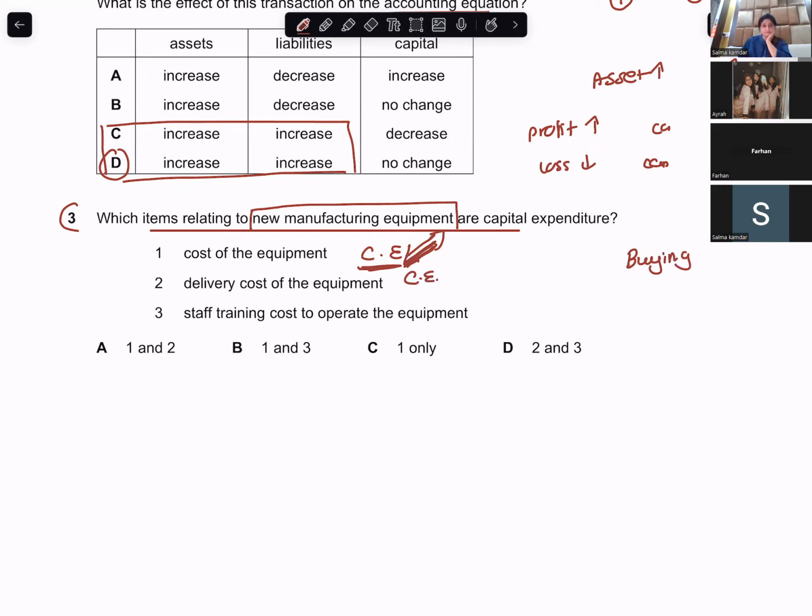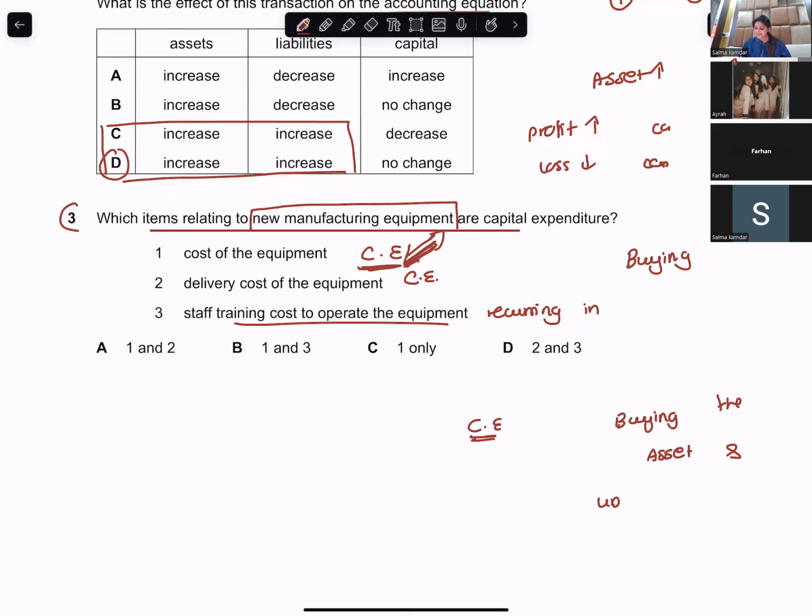Staff training. I think you might have to train them again, so maybe that's revenue. This is recurring in nature. So capital expenditure is all expenditure that is related to buying the asset and using it for the first time. So all expenditure related to buying the asset up to using it for the first time is capital expenditure. So the cost of buying the asset and the delivery cost of the equipment.